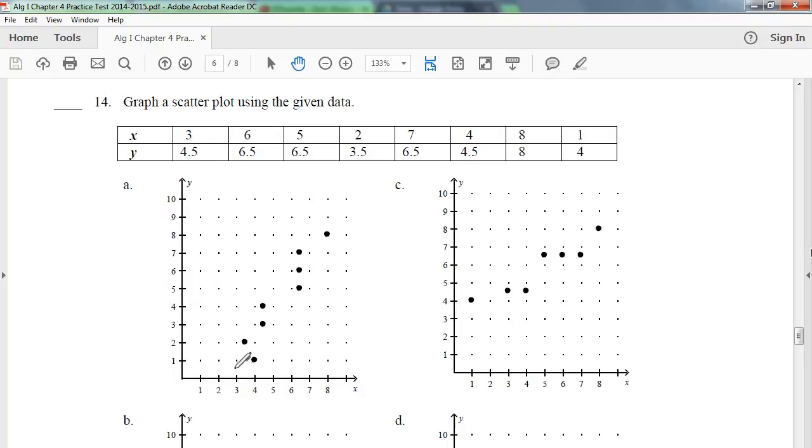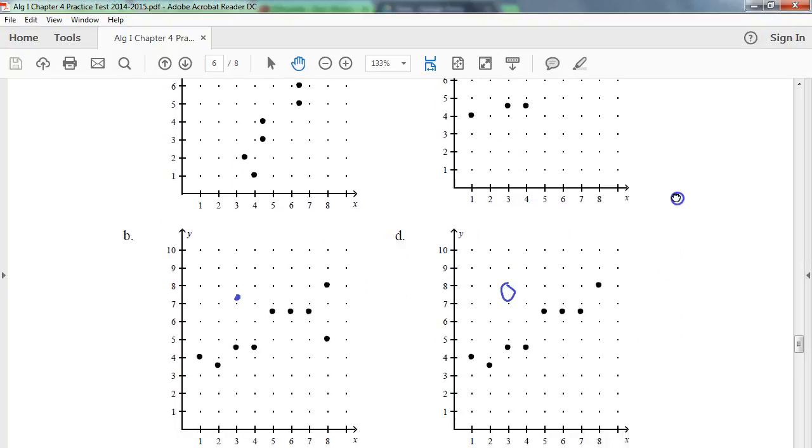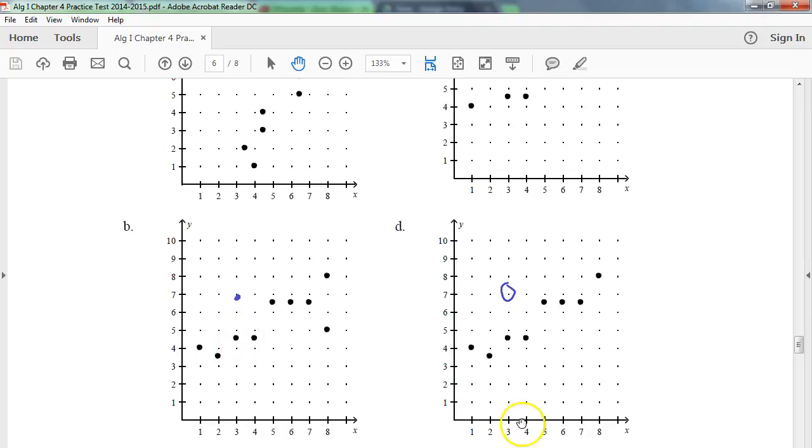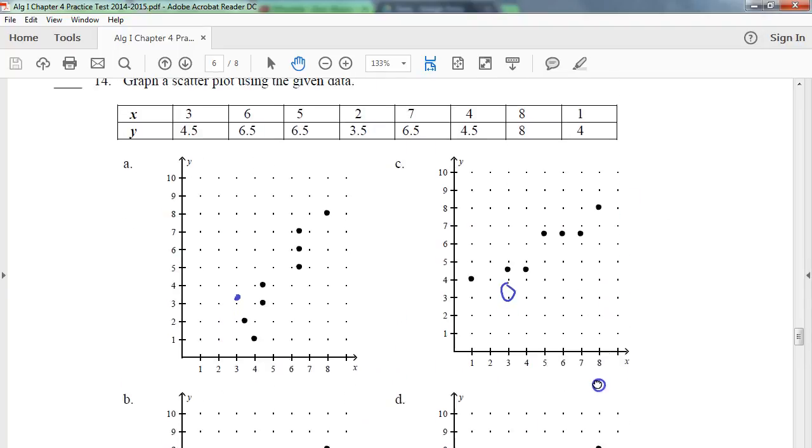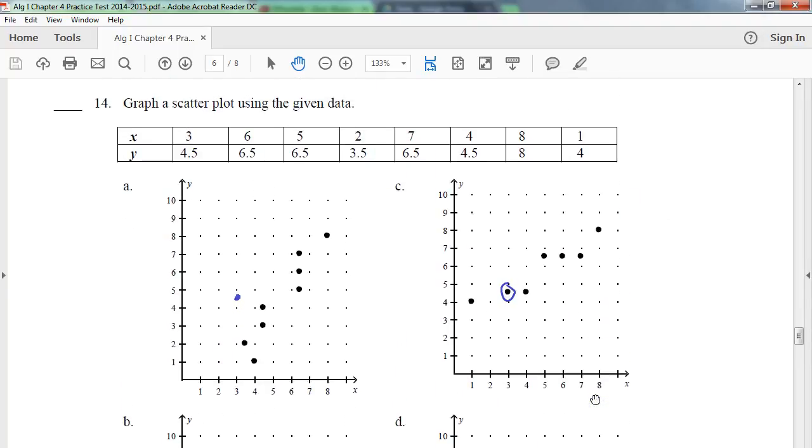So 3, 4.5. So A is out. Let's see, that one's over here on C. Is it on B? 3, 4.5 is on B, and 3, 4.5 is on D. Okay, so we have eliminated answer choice A just by this one point, and we'll just mark it out so we know we've done it. 6, 6.5 appears to be on C.